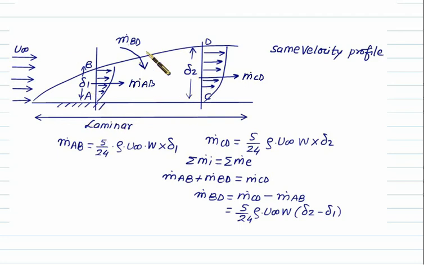Apply the law of conservation of mass. We have two mass inlets and one outlet, so m dot AB plus m dot BD must equal m dot CD. How much mass will enter from this side, which is open to the atmosphere, we can calculate: m dot BD equals m dot CD minus m dot AB. So for the given distribution, this answer will be equal to 5 by 24 rho into u infinity into w into (delta 2 minus delta 1).